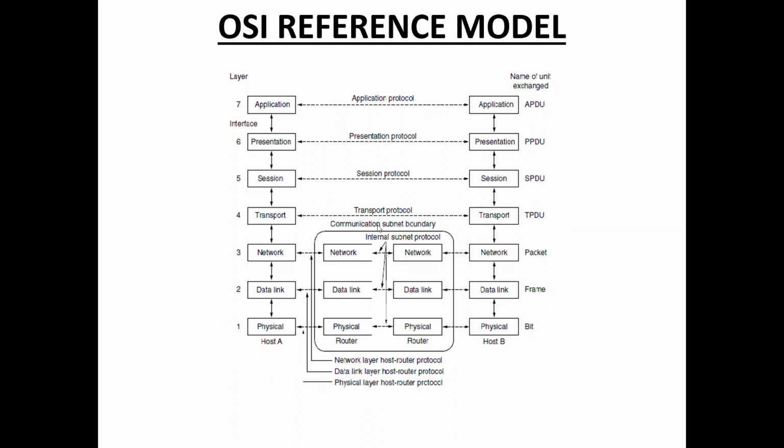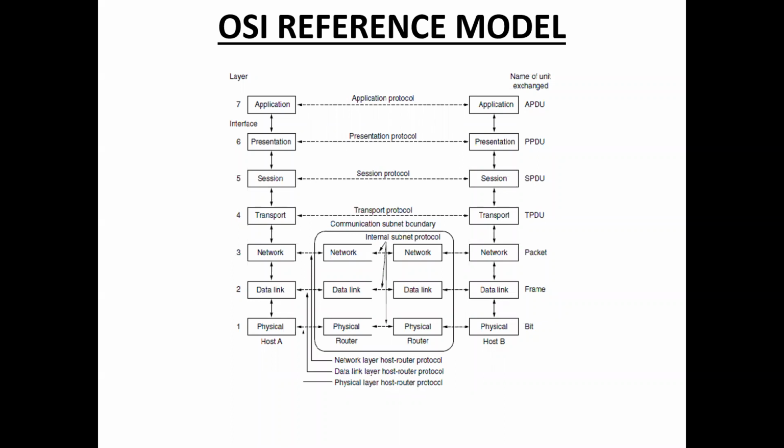And here is the communication subnet boundary. This communication subnet boundary enables an entity in host A to interact with the corresponding entity in host B at the same layer. Suppose at the network layer, 2 entities interact through this communication subnet. At the data link layer, host A interacts with host B at the same layer, and likewise at the network layer and the physical layer. At the same layer, 2 entities interact by using this communication subnet boundary.